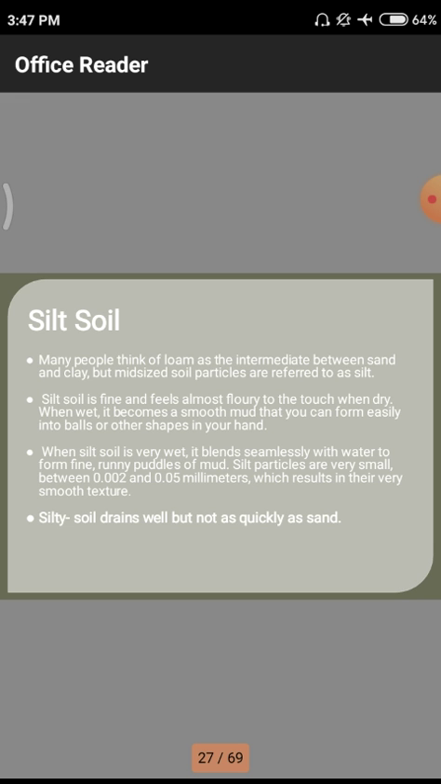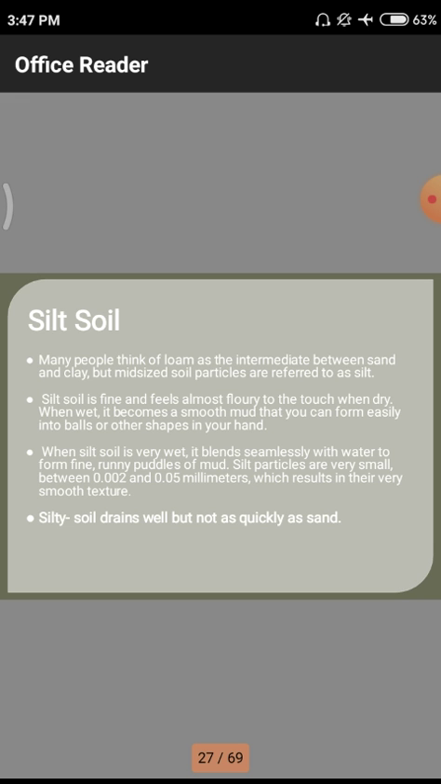But mid-sized soil particles are referred to as silt. That means mid-size soil particles. Previously we observed sandy soils. In sandy soils, the particle size ranges between 0.05 to 0.10, which is the largest particle size among these types of soils.